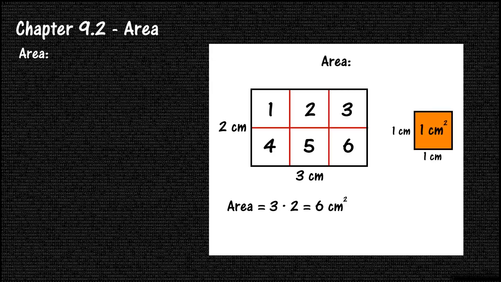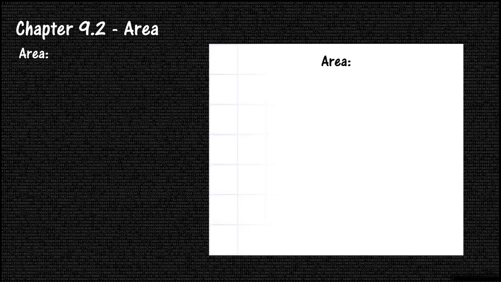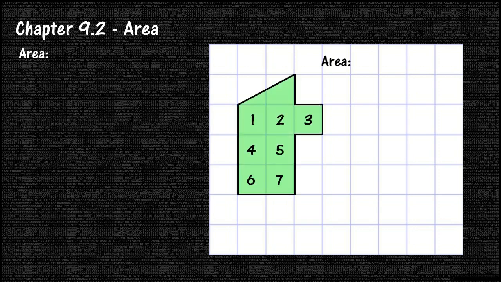Besides the area, you can also calculate the perimeter of the rectangle. The perimeter is the total length of all the sides. For this rectangle, the perimeter is equal to 3 plus 2 plus 3 plus 2, which is equal to 10 centimeters. When using grid paper, you can also count the squares the shape is covering. This shape covers 7 whole squares and 2 parts that can be combined into one whole square. So the total area is 8 squared centimeters.